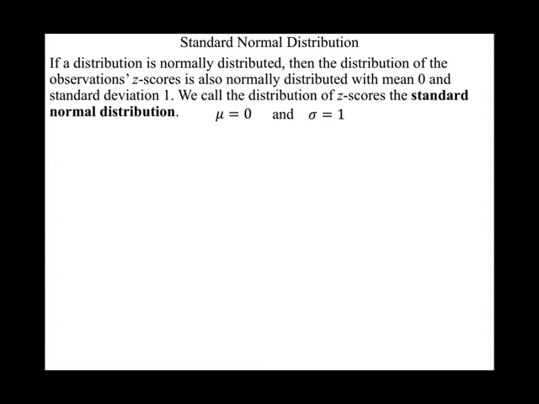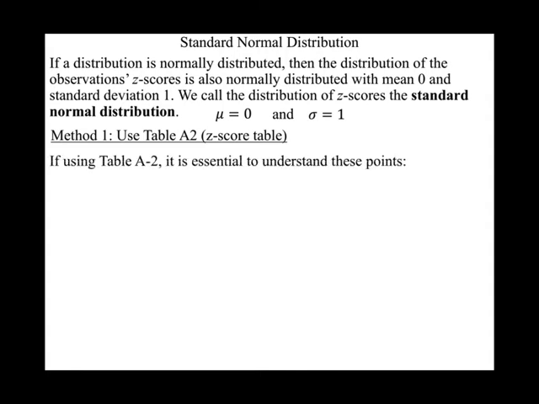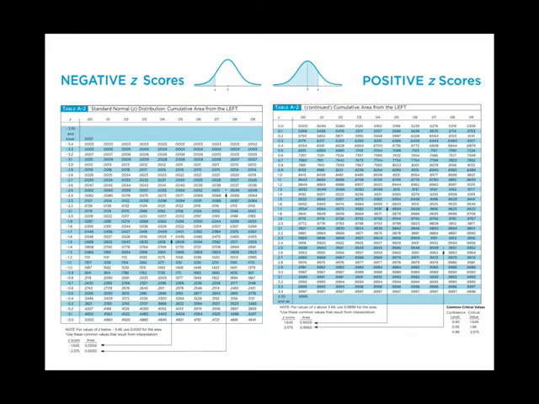We have two methods for finding the probability. The first one is using table A2. Okay, table A2, the z-score table. If you're using table A2, it is essential to understand this point. You will have these two pages of paper. Look at these two pages. This is called table A2, or you could call it the z-score table.